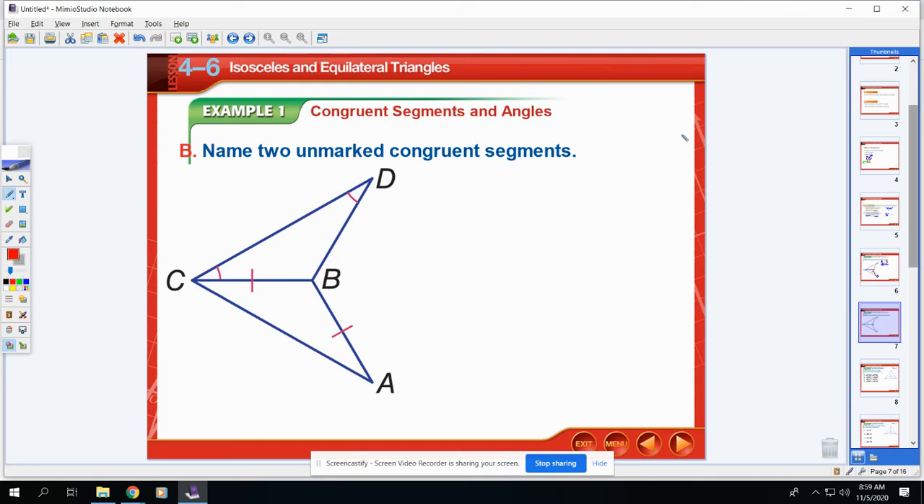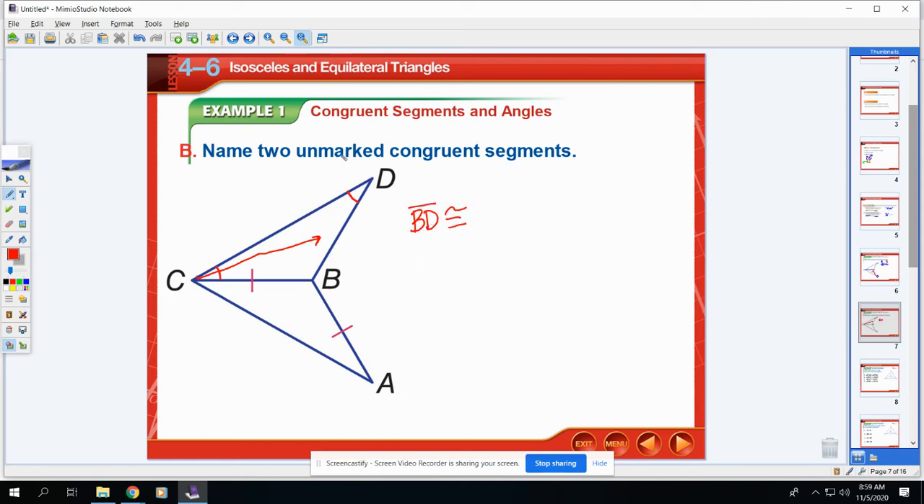Same thing here. We're going to name the two unmarked congruent segments. They show us two congruent angles, angle C and angle D. We're going to find the two sides that are congruent by looking opposite of these angles. For angle C, we can draw an arrow straight out of this angle, and that arrow is going to point to segment BD.